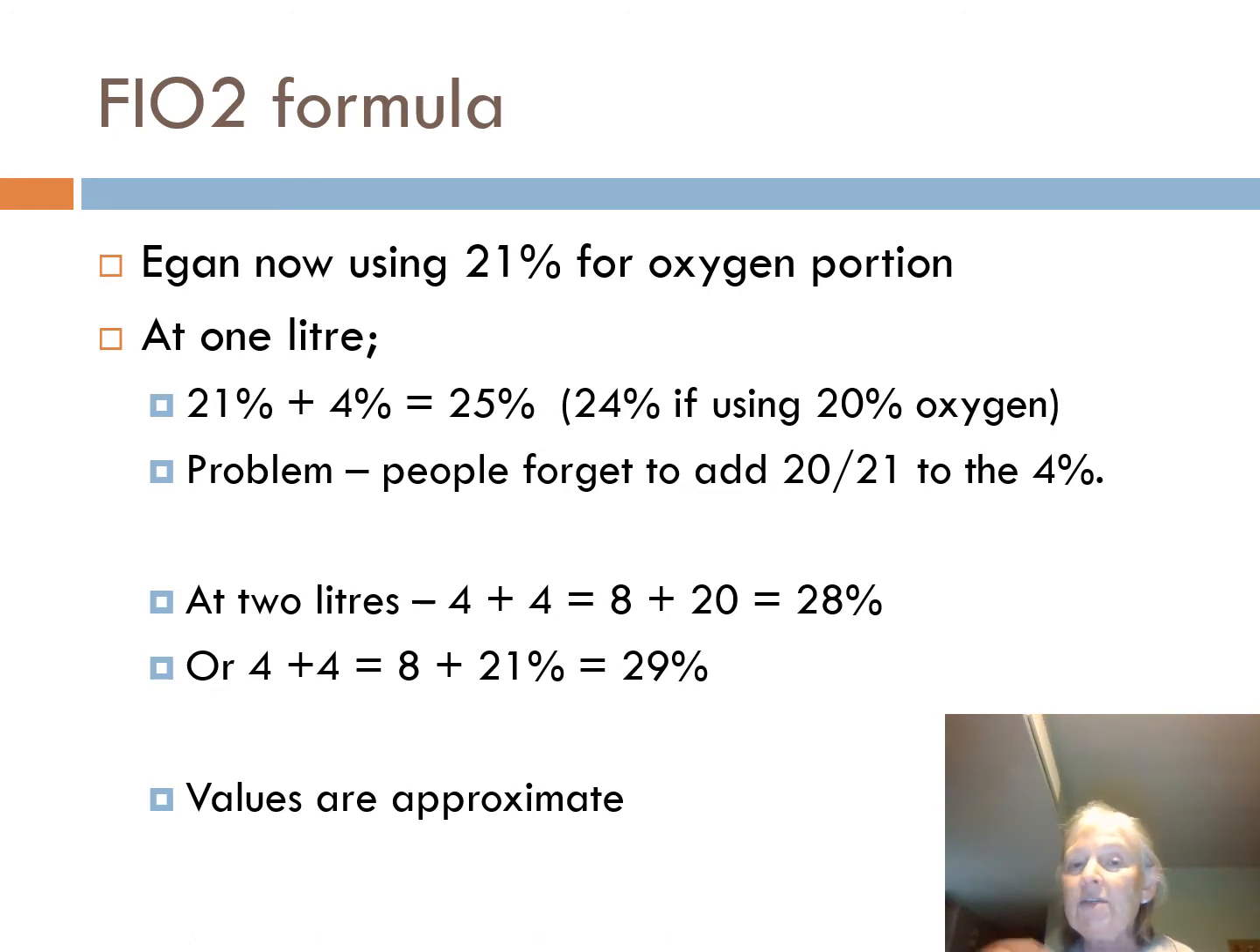Okay? If you see 24%, it's correct also, because like I said, until the recent editions of the guidelines, we've been using 20. What happens, as I mentioned before, is people forget that that 20 has to be added to whatever we're delivering, because there's 20 or 21% of oxygen in the atmosphere. So there you see, at 2 liters, you're going to have 4 plus 4, 1 liter 4, 2 liters you've got that second 4, so that's 8%, plus 20 gives your patient 28% or 29% at that particular point. And the oxygen that we're giving them is approximate.